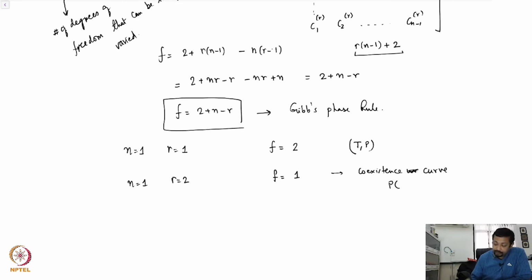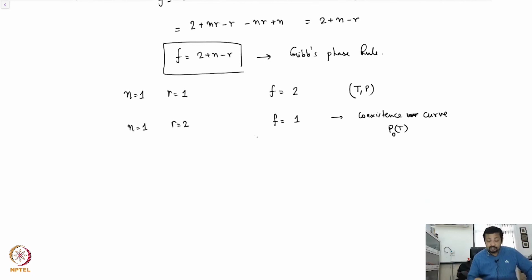P as a function of T, let's say P naught as a function of T. This gives you the coexistence curve, because a single component, a liquid, let's say water, can now coexist between water and water vapor, and then you have this coexistence curve where you can vary only one of them to move along the curve.